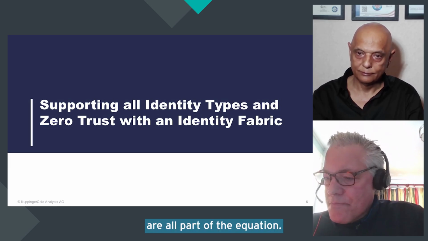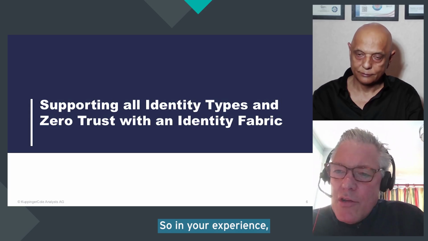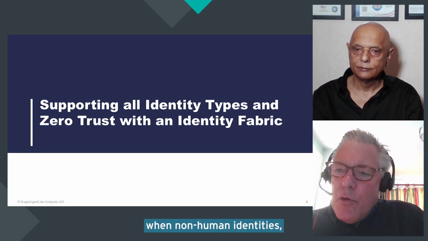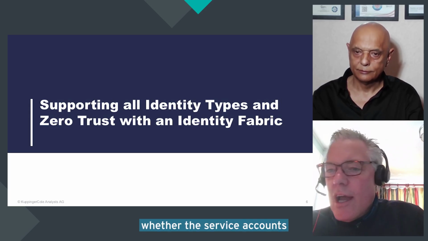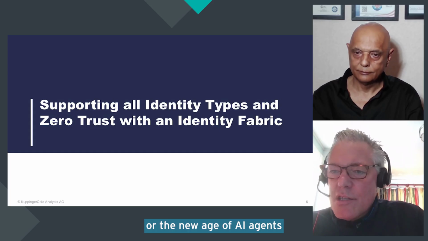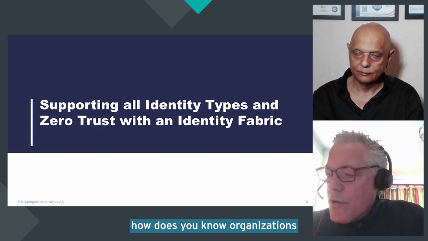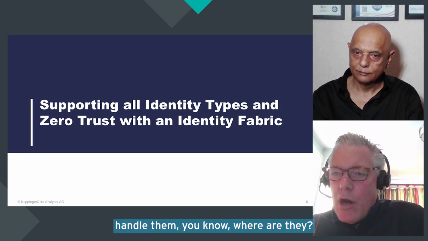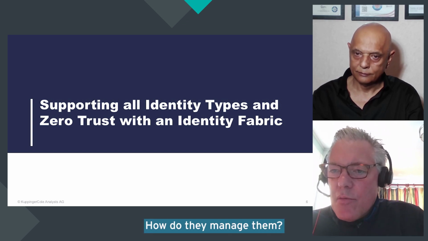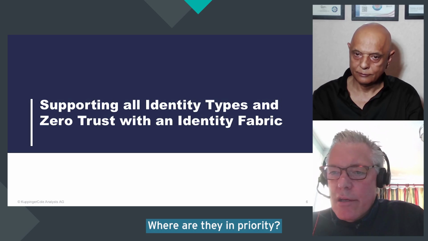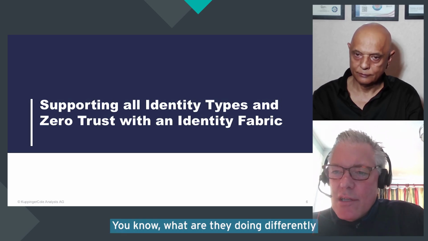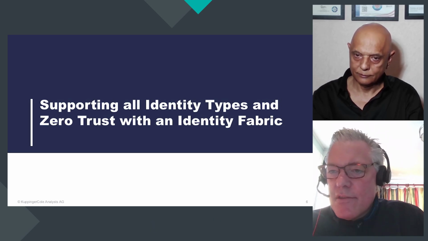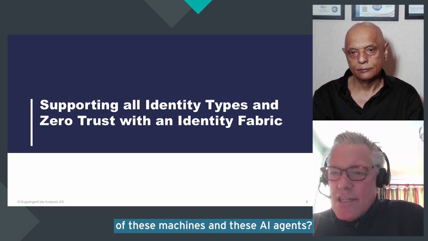So in your experience, when non-human identities, whether they're service accounts or the new age of AI agents, come into the picture, how do organizations you work with handle them? Where are they? How do they manage them? Where are they in priority? What are they doing differently to manage the identities of these machines and these AI agents?